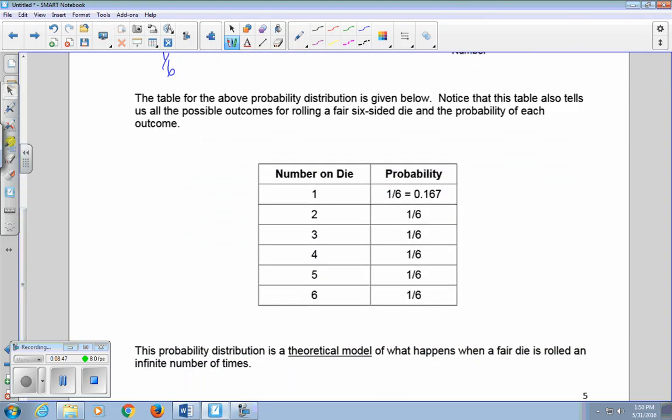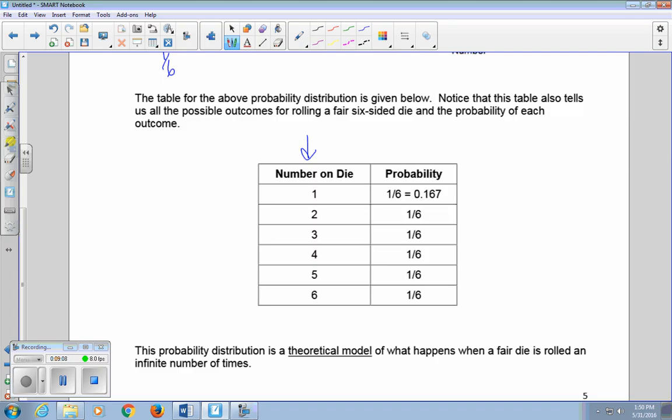Again, we could use a table. Notice that this table tells us all the possible outcomes. That's in the first column, all possible outcomes, 1 through 6, and the probability that corresponds to each outcome, again, 1/6 or 0.167.